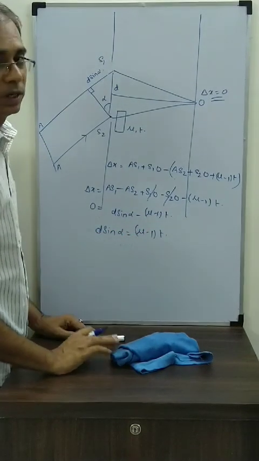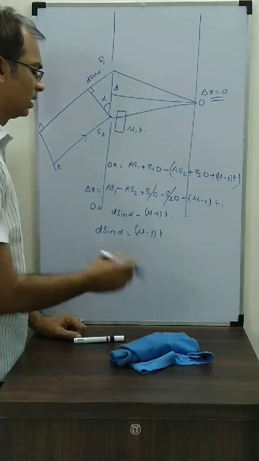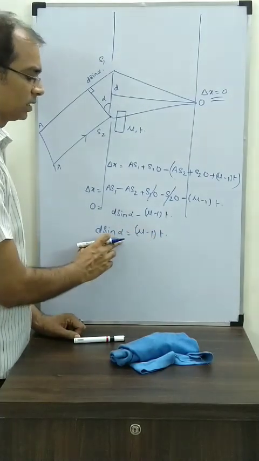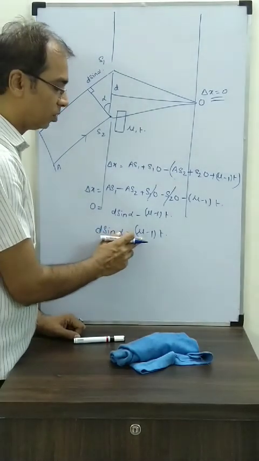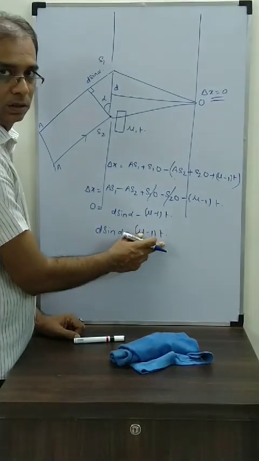Now in this case what can they ask us? They can ask us anything. They can give mu and t and they can ask you alpha. Or they can give you alpha value, give you mu value and they can ask you t.